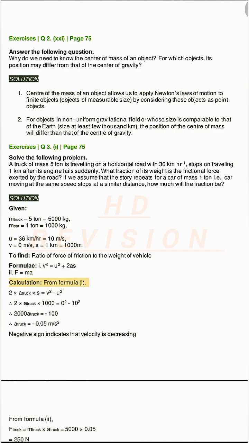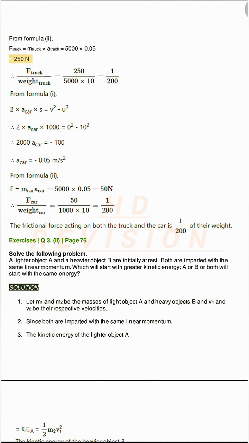2 times a truck times s equals v² minus u². Therefore 2 times a truck times 1000 equals 0² minus 10². Therefore 2000 a truck equals minus 100. Therefore a truck equals minus 0.05 meters per second squared. Negative sign indicates that velocity is decreasing. From formula 2, F truck equals M truck times a truck equals 5000 times 0.05 equals 250 N.